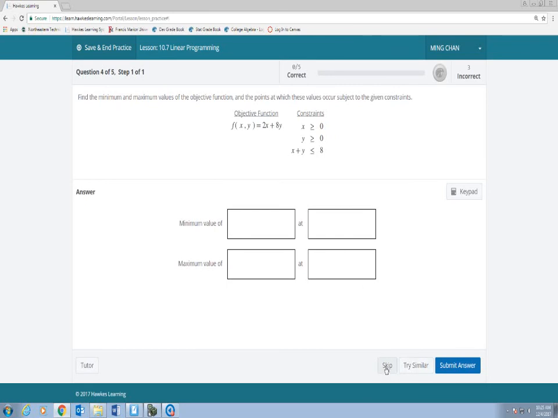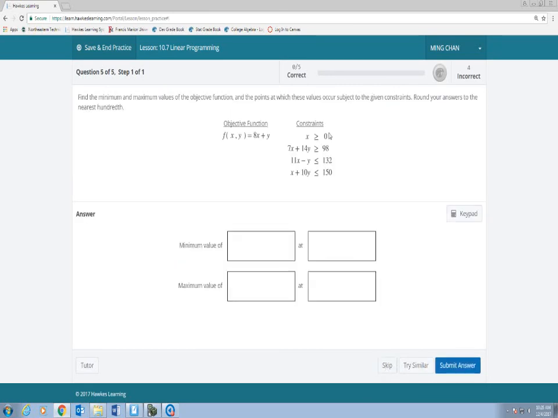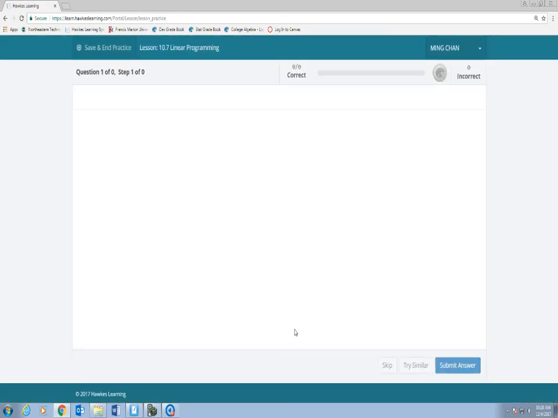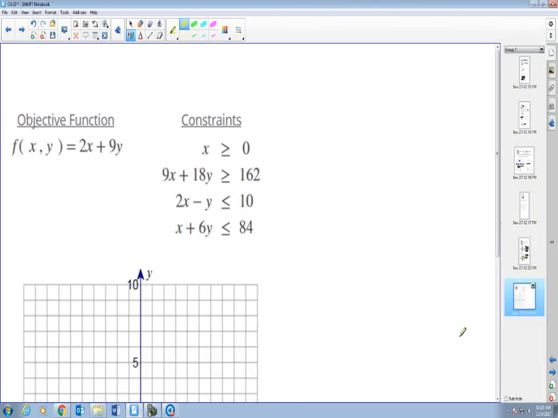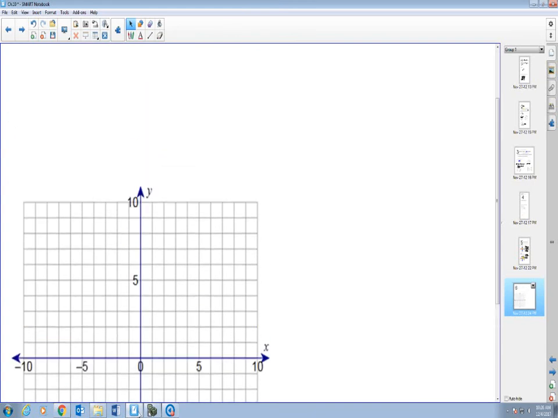Let me see if I can find another one. No, let's try it again. Alright, this one. My constraint here is between 0 and 2. So think about this, okay? X is bigger than 0, but that same X has got to be less than or equal to 2. I'm going to do that one in particular, and I'm going to explain how to do this.